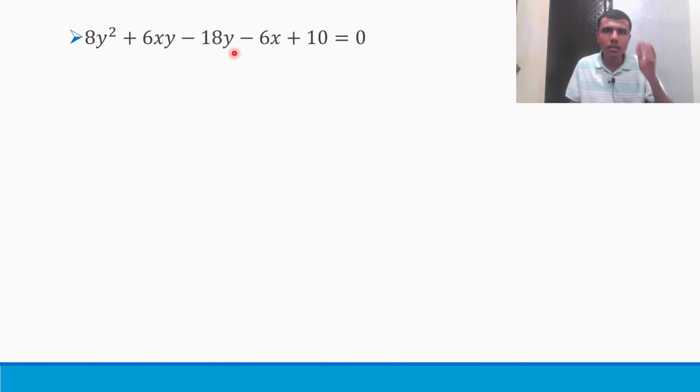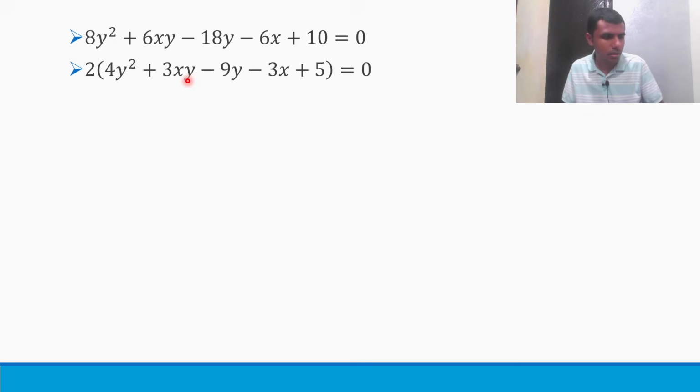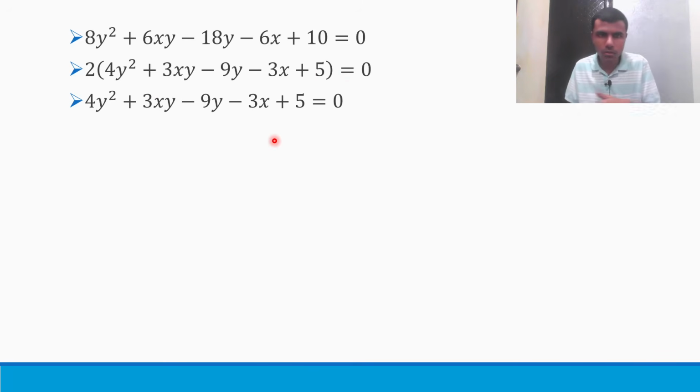Now see guys, again the logic: there is 8 here and there is 10 here. Before that, I just took 2 common because 2 can come common. So if we take 2 common, 2 into 4y square plus 3xy minus 9y minus 3x plus 5 equal to, sending the 2 there, 4y square plus 3xy minus 9y minus 3x plus 5 equal to 0.